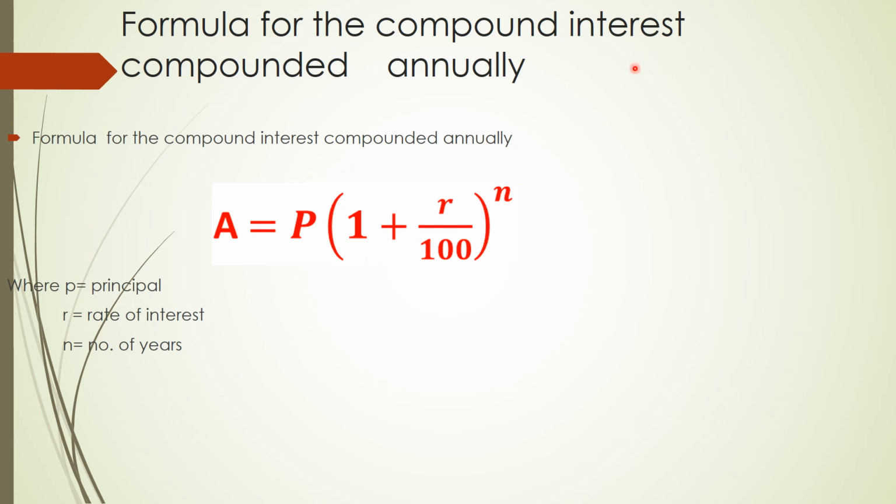Formula for the compound interest which is compounded annually. The amount is equal to P into 1 plus R by 100, the whole power n. Here P is equal to principal as usual, R is equal to rate of interest, and n is equal to number of years, also known as time period.